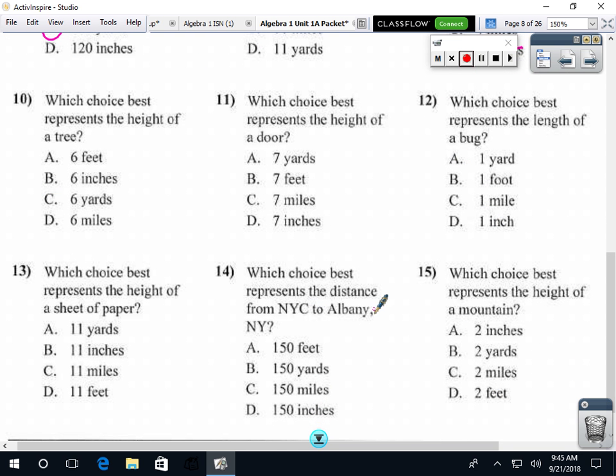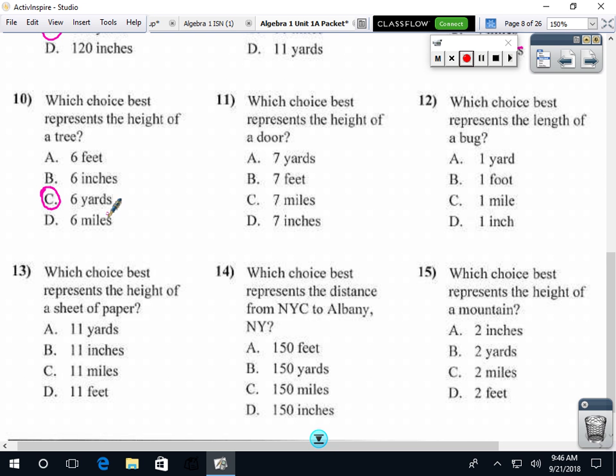All right, number 10. Which choice best represents the height of a tree? Now we're talking about a tree that has been there for a while, that is fully grown. 6 feet, 6 inches, 6 yards, 6 miles. 6 yards. Okay, because that's how many feet?